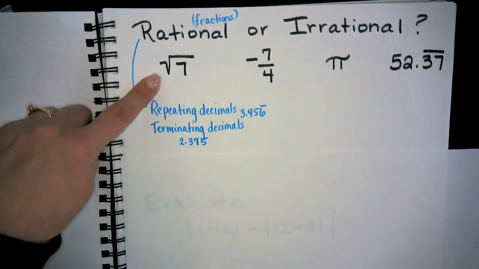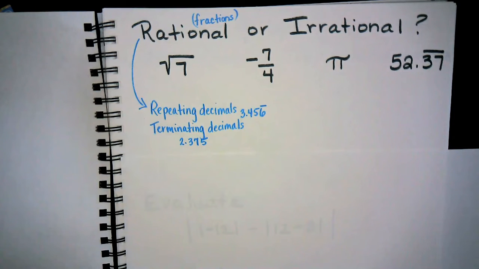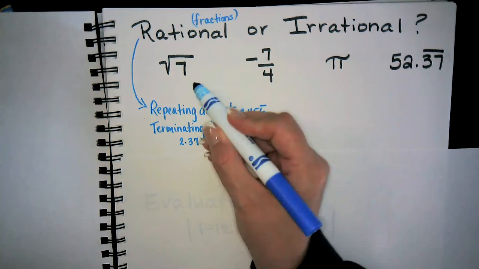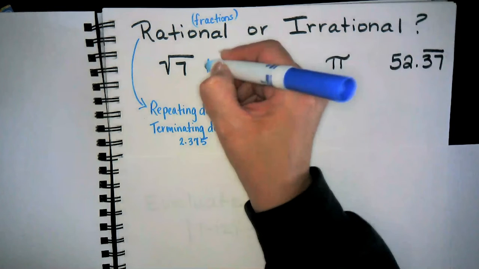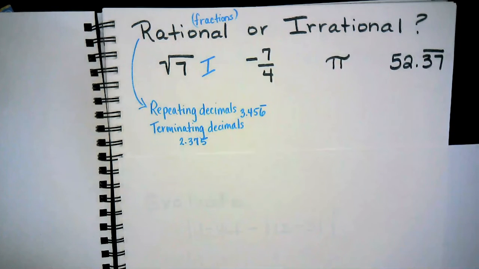So let's start first with the square root of 7. Now, the square root of 7 is not a nice integer. Meaning, like if I had square root of 4, that would be a nice integer, which equals 2. So since square root of 7 is not a nice integer, then it is going to be irrational. I'm just going to put an I there for irrational.